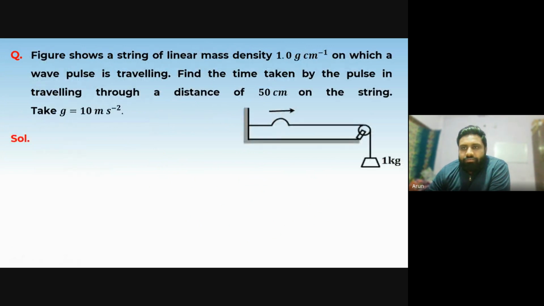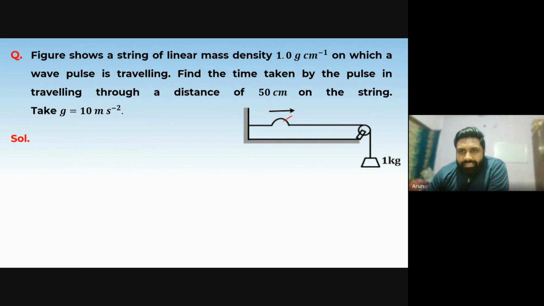Now this question you need to solve. The figure shows a string of linear mass density 1.0 gram per centimeter on which a wave pulse is traveling. Find the time taken by the pulse in traveling through a distance of 50 centimeter on the string. Got it?